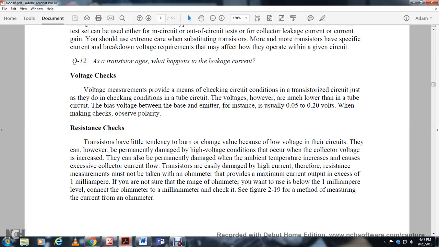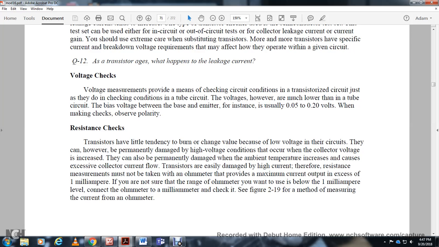Resistance check. Transistors have little tendency to burn out like a vacuum tube. Even with the low voltages in their circuit, they can be permanently damaged if high voltage conditions occur. As the collector voltage increases, they can be permanently damaged by temperature rise from excessive collector current flow, so the transistor is easily damaged by high current.